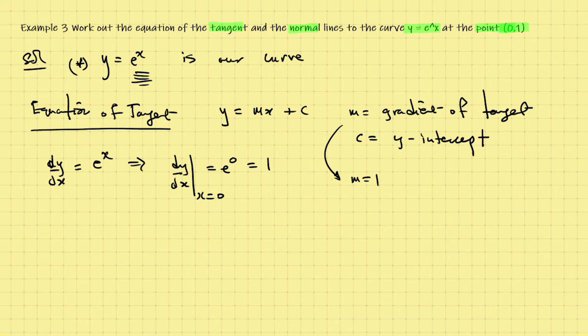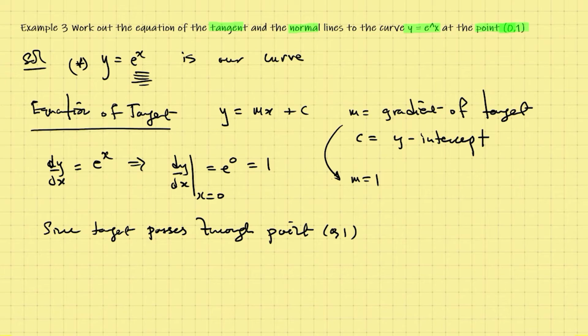Now, the other point to keep in mind is since tangent passes through point 0, 1, then actually my c is actually also 1 because the point is so special, it already tells me what my y-intercept is going to be. So I need not go to my equation of line and then substitute in x, y, and m to be able to work out c.